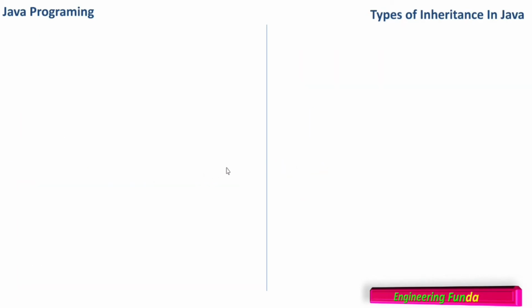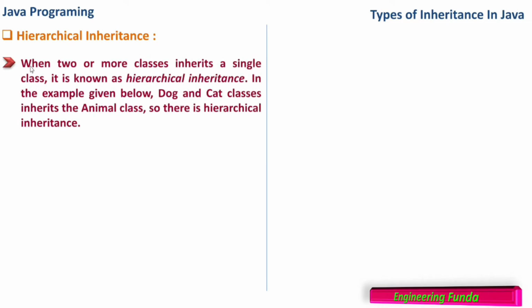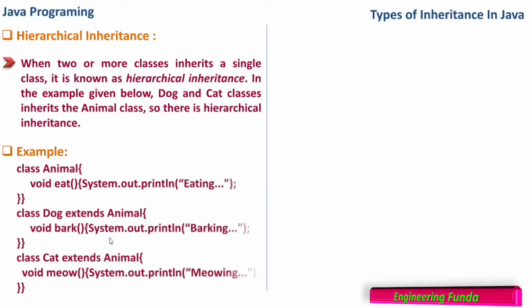Next was the hierarchical inheritance. So let us see the definition of hierarchical inheritance. When 2 or more classes inherit a single class, it is known as hierarchical inheritance. In the example given below, Dog and Cat are the classes which inherit the Animal class. So there is hierarchical inheritance. That means there is a class Animal and multiple classes. In this example, there are 2 classes which extend Animal, but there can again be n number of classes extending one single class.